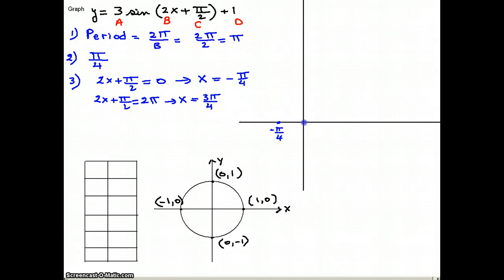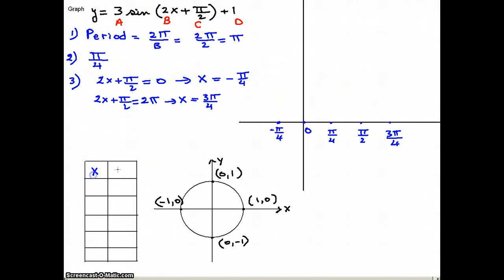So let's plot. This would be my 0. This would be another pi over 4. This would be 2 pi over 4, which is pi over 2. And the last point would be 3 pi over 4. So we will learn how to graph for one period, and then you can make mirror images and graph the whole sine function. Now we're going to come to the table.